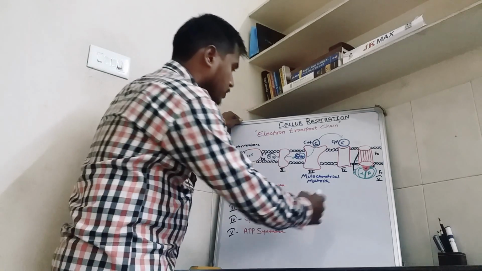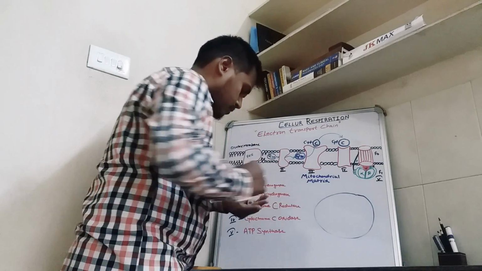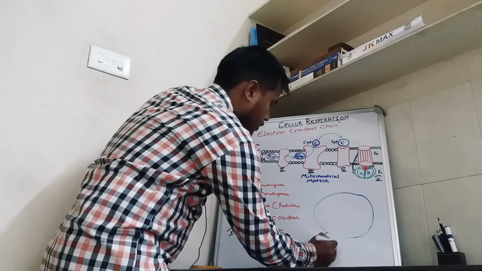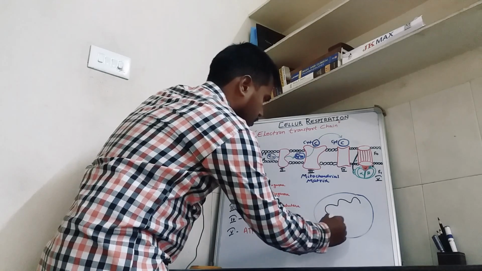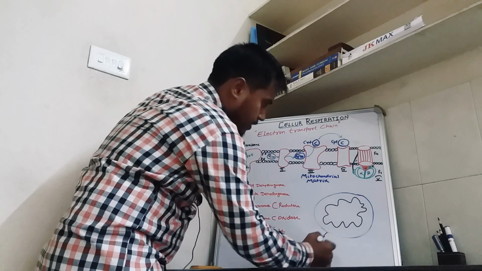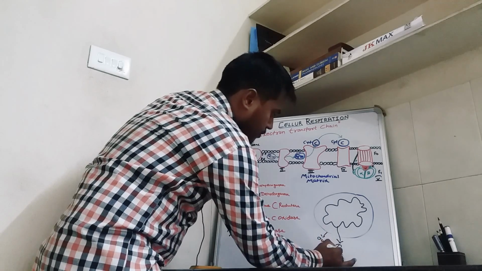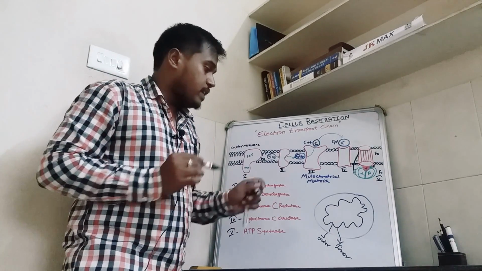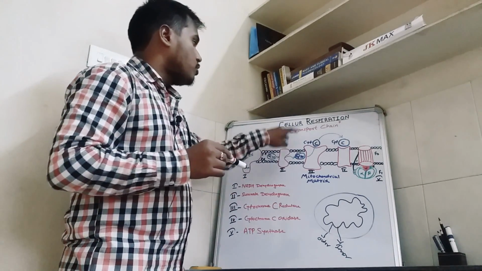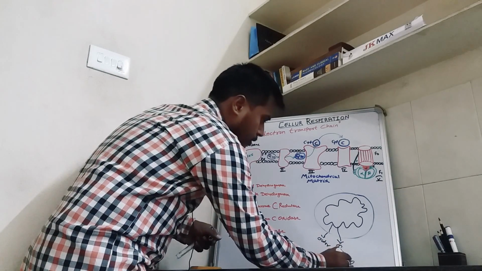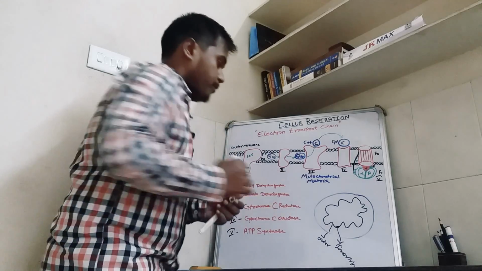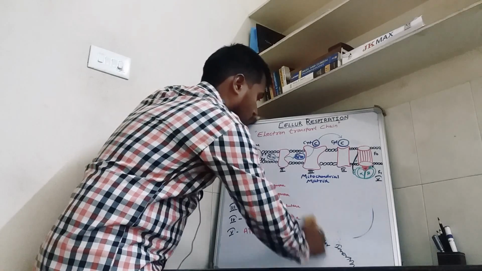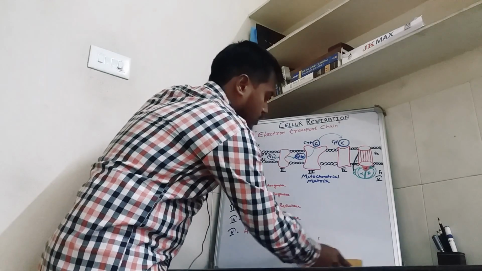And this electron transport chain, suppose this is your mitochondria, this is the outer membrane, this is the inner membrane, and the folds are called cristae. The space between the outer and inner membrane is called the intermembrane space. And our electron transport chain is present in the inner membrane of mitochondria. So let's discuss all the proteins or complexes associated with the electron transport chain.